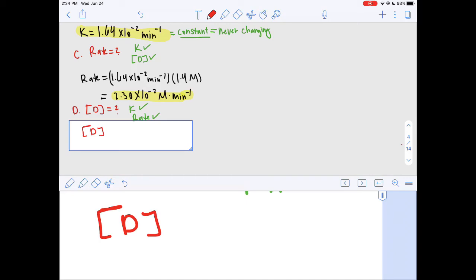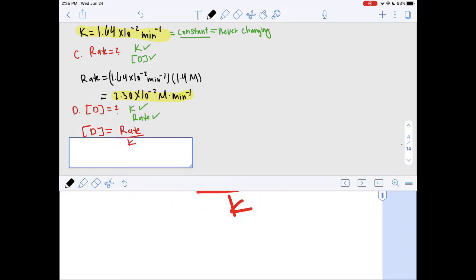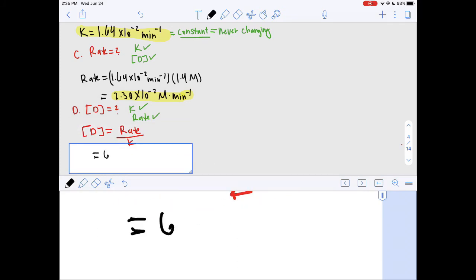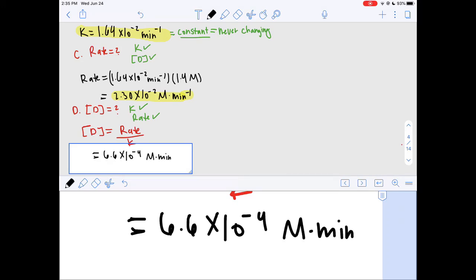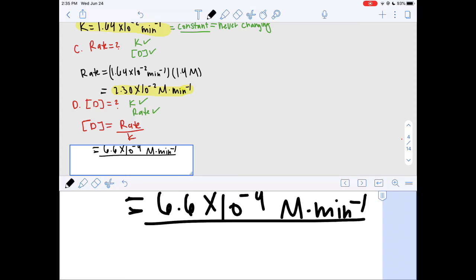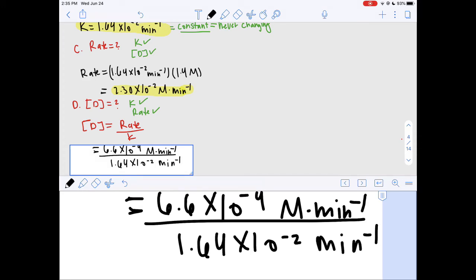So concentration of D equals rate divided by K. And we know the rate because she gave it to us: 6.6 times 10 to the negative 4. Weird unit. Divided by K. We already solved for that, so we know it's 1.64 times 10 to the negative 2. Other weird unit.